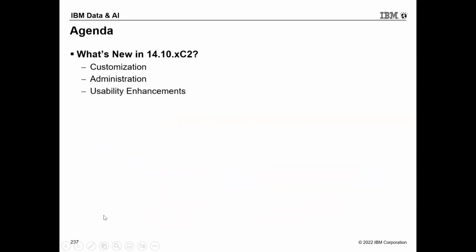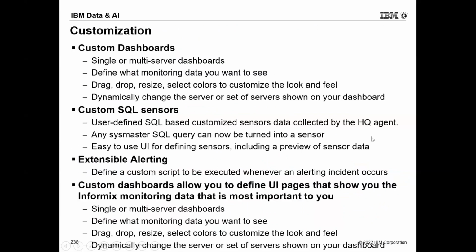So what's new in HQ in XC2? Customization: custom dashboards, custom SQL sensors, extensible alerting. Custom dashboards allow you to define user interface pages that show you the Informix monitoring data that is most important to you.